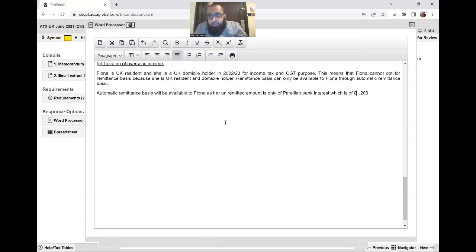It's not necessary to insert these signs. If you remember in the exam, you can, otherwise there is no issue. Which is of 1,200 pounds.